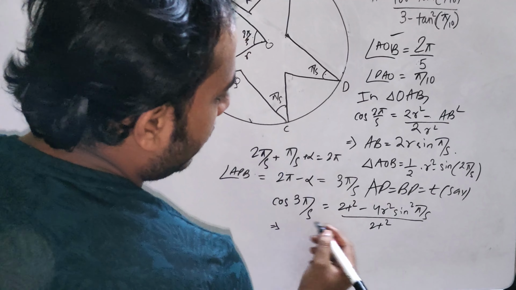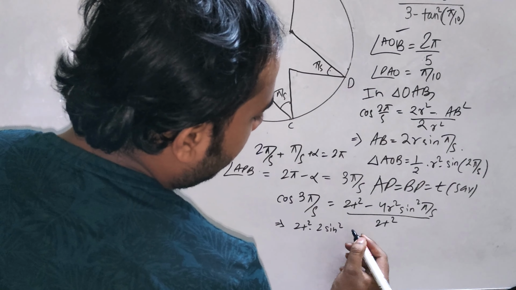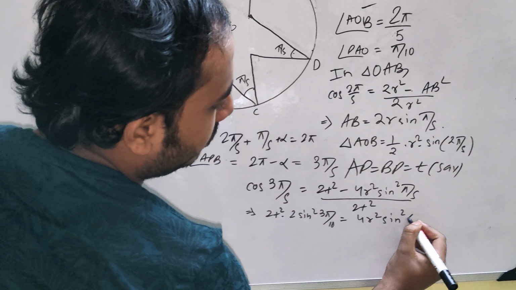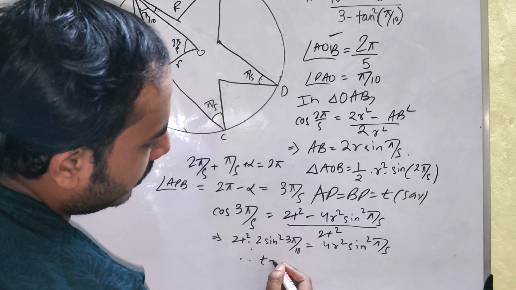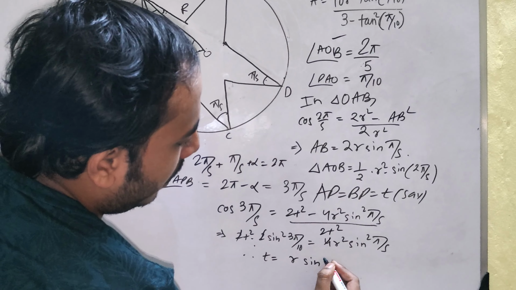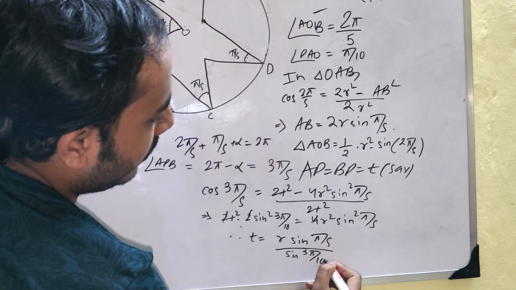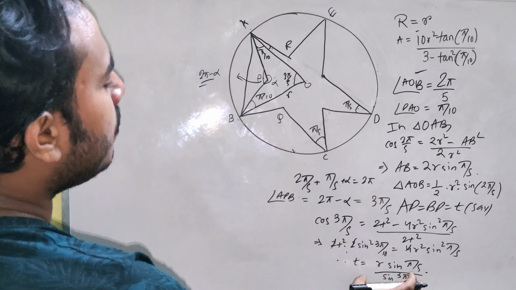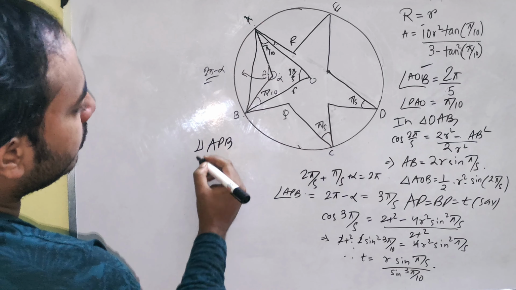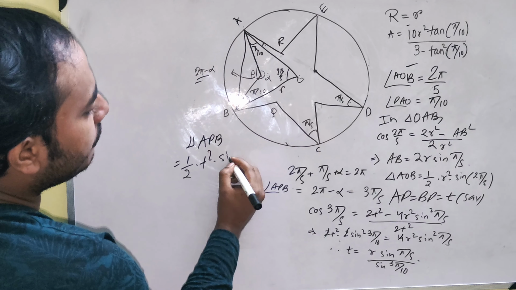Correct. This would give you, I think, 2T square into 2 sine square 3 pi by 10 equals 4R square, or in other words T should be equal to R sine pi by 5 divided by sine 3 pi by 10. So this is the value of T. Now once you have the value of T, the area of triangle APB is equal to half into T square into sine of 3 pi by 5.